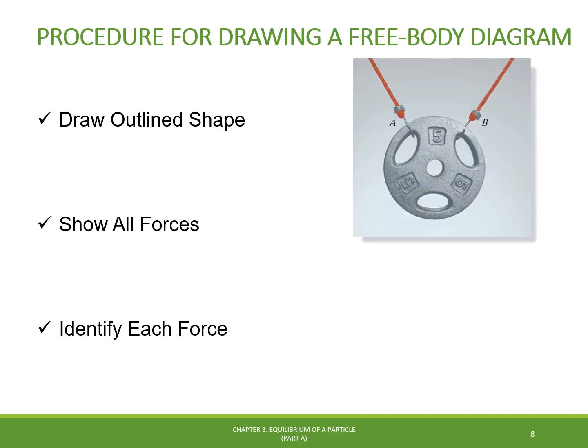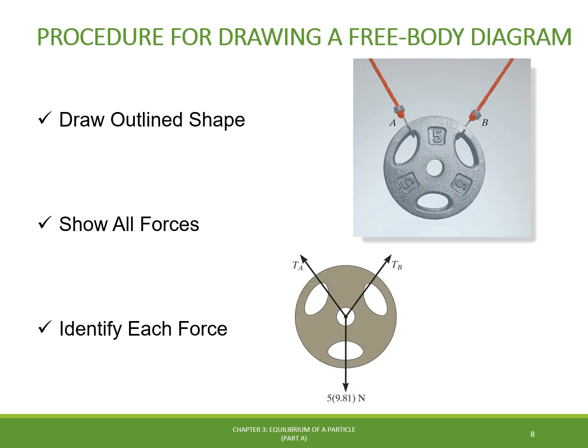Let's take, for example, the 5 kilograms plate suspended by two straps A and B as shown here. To find the force in each strap, we should consider the free body diagram of the plate by drawing first the outline shape and then representing the acting forces, which are the tension in the straps A and B and the weight of the plate. As we can note here, the three forces acting on the plate are concurrent at its center, and we can further simplify its geometry just like this to highlight the forces in the free body diagram.